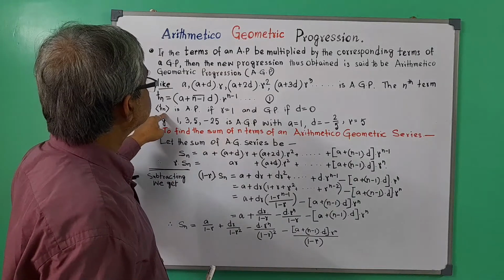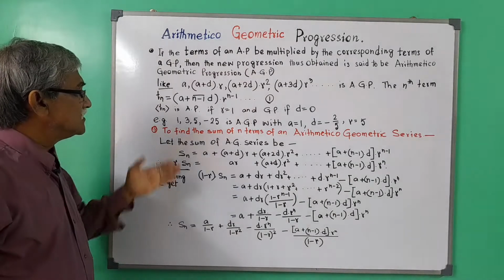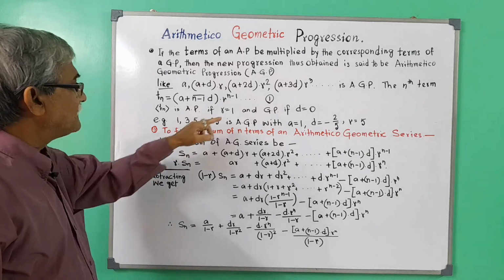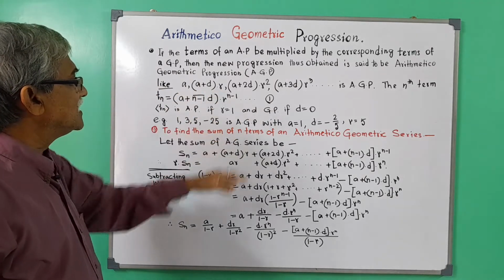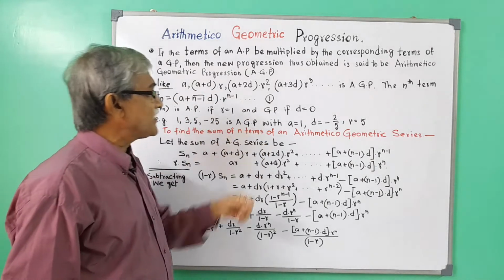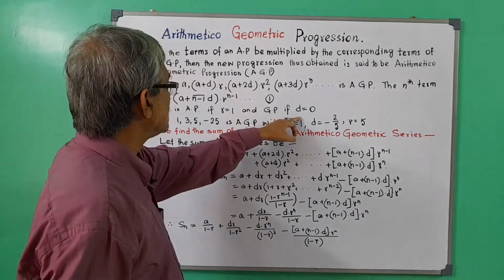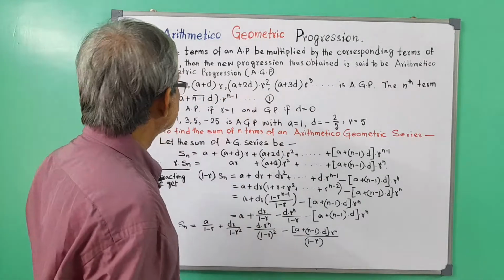Now, this sequence Tn is an AP if r equals 1, you see clearly it becomes an AP. And this will be a GP if d is equal to 0, you see this will be becoming a GP.